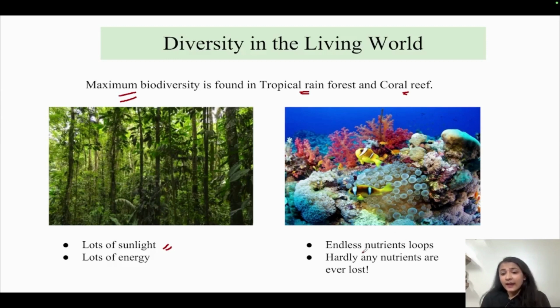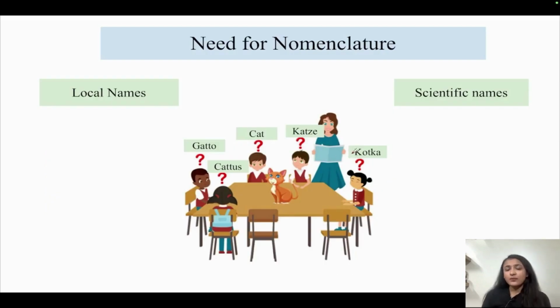As a result, endless nutrient loops are present and the recycling of nutrients is constantly taking place, so that hardly any nutrients are ever lost from a coral reef ecosystem. They are constantly being recycled, and there are numerous endless nutrient loops in this ecosystem because a number of species are present. As a result, a number of food webs are present and hence endless nutrient loops are present. So the recycling of nutrients is constantly occurring. That is why coral reefs also have maximum biodiversity.